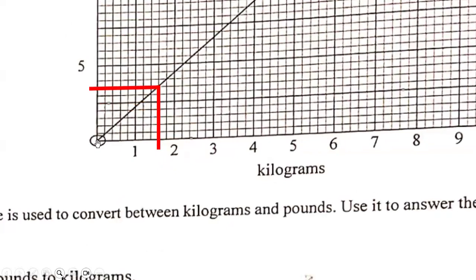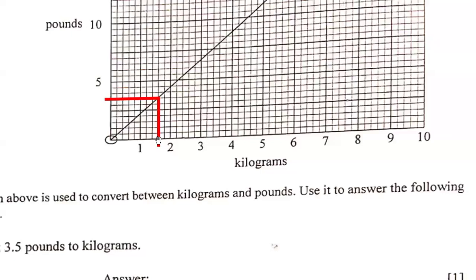If we zoom in, we have the following. This is 0 on the x-axis. We are counting in 0.2s, so in each case, we're going to increase by 0.2. So this is 0, this is 0.2, this is 0.4, this is 0.6, this is 0.8, this is 1, this is 1.2, this is 1.4, and this is 1.6. And so that means that 3.5 pounds is going to be 1.6 kilograms. That's the answer here, 1.6 kilograms.